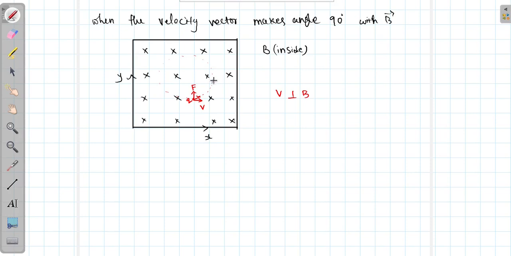When the charged particle is in this particular direction, the force will be towards the center of the circle. So every time, the charged particle will experience a sideways force. Therefore, it makes a circular motion inside the magnetic field. When it is perpendicular to the magnetic field, the charged particle will experience a circular motion.